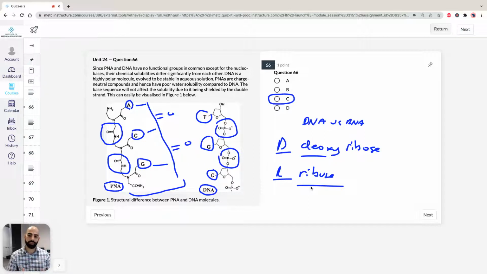These are the sorts of things you should think about. Obviously in the exam, you just move on. But if you're practicing at home, try to think about all the other possible questions that can be asked related to the structure of DNA, not just with PNA, but it could be RNA, and it could be other combinations.